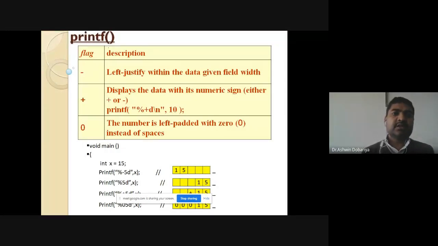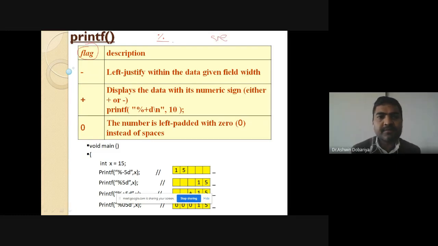All of you write down in your notebook that flag, right? And the example of flag. Again, syntax is same. See friends, all these flags and length are used in between percentage and specifier. So flag means we have to mention either minus, plus, or 0. All of you write down these three. 1 means minus, 2 plus, 3 zero. It is a very interesting topic.